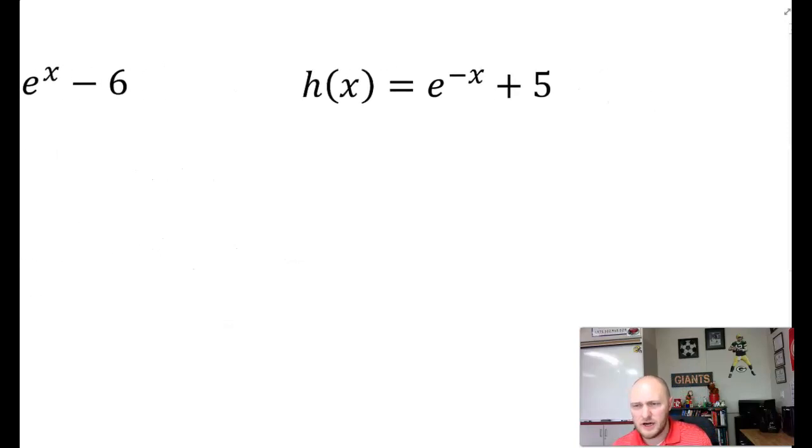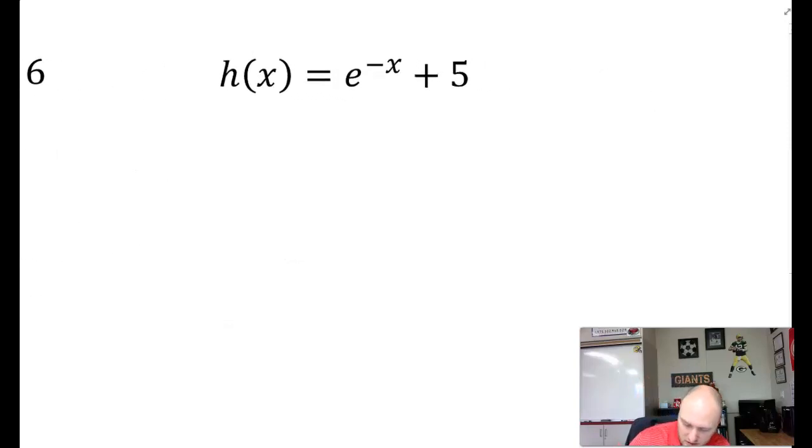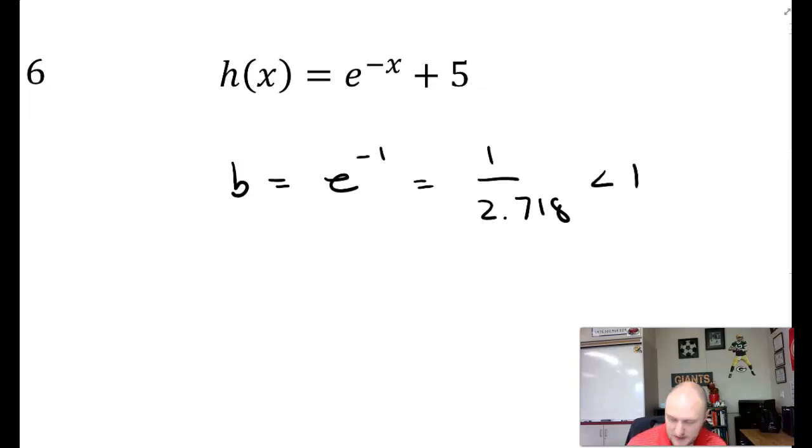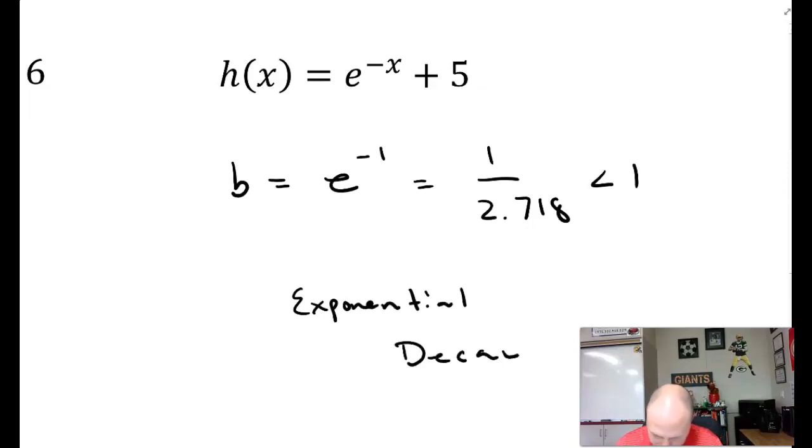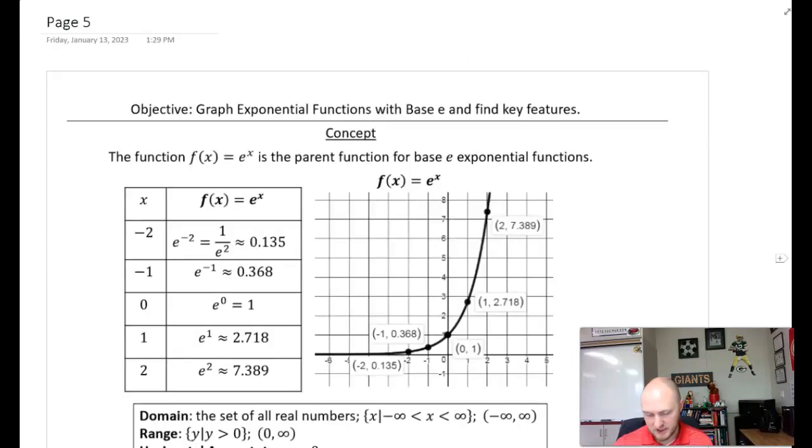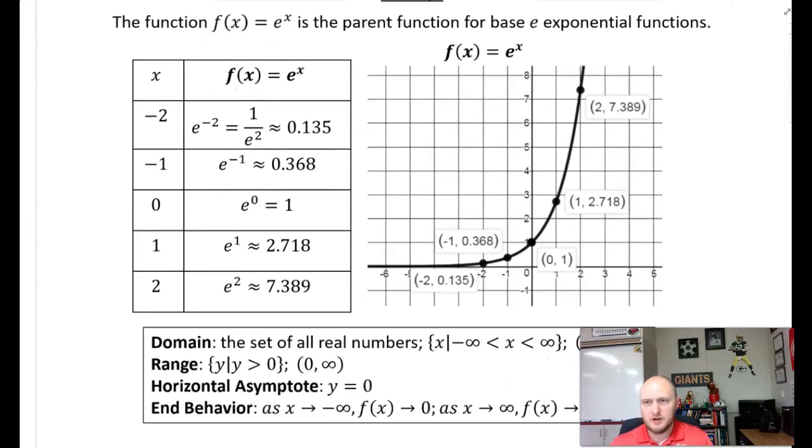And then lastly, for h of x, here we have e, but it's raised to the power of negative 1, which is 1 over 2.718. This value is less than 1. This is going to be exponential decay. All right, so very straightforward. If you have base e with a positive exponent, it's exponential growth. If it's a negative exponent, exponential decay.